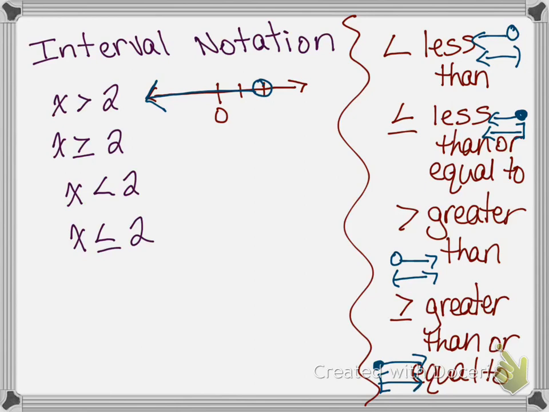Okay? For interval notation. So for this right here, for this x is greater than 2, and I did it the wrong way. Okay. X is greater than 2. Here's 0. Here's 2.